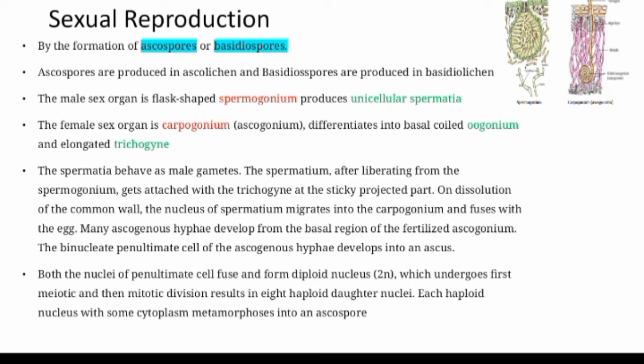Many ascogenous hyphae develop from the basal region of the fertilized ascogonium. The binucleate penultimate cell of the ascogenous hyphae develops into the ascus. Both the nuclei of the penultimate cell fuse and form a diploid nucleus, which undergoes first meiotic and then mitotic division, resulting in 8 haploid daughter nuclei, each haploid nucleus with some cytoplasm metamorphosing into an ascospore.